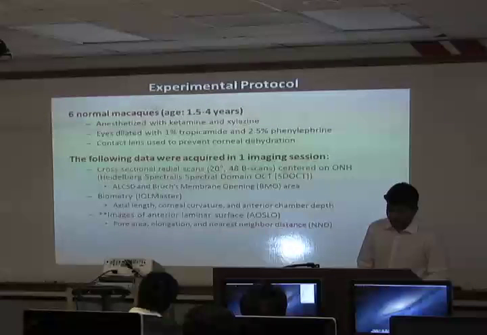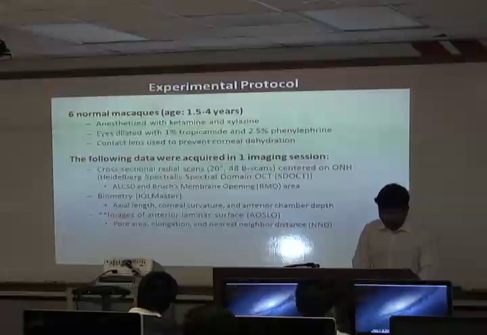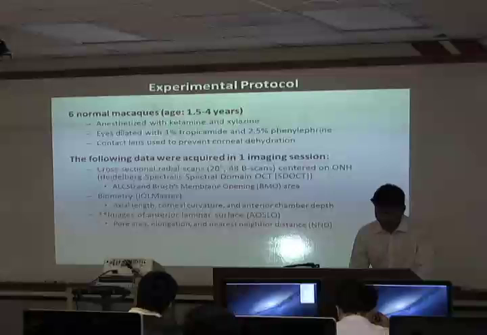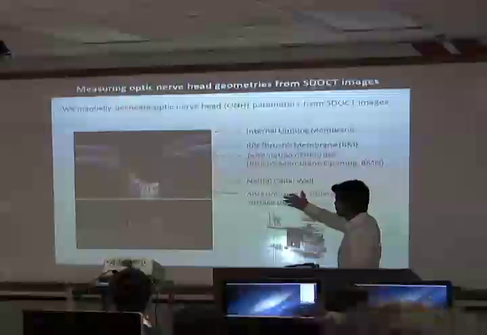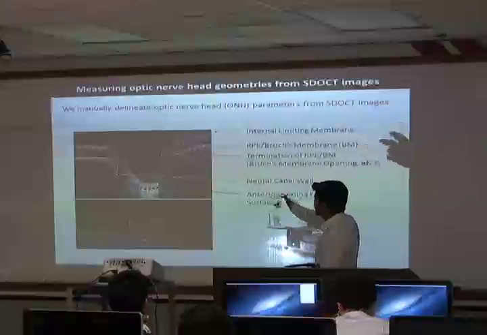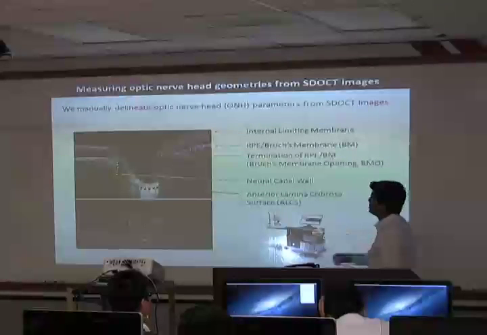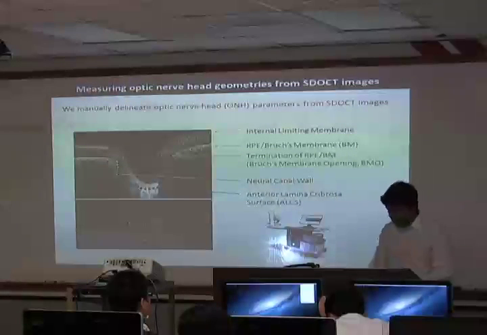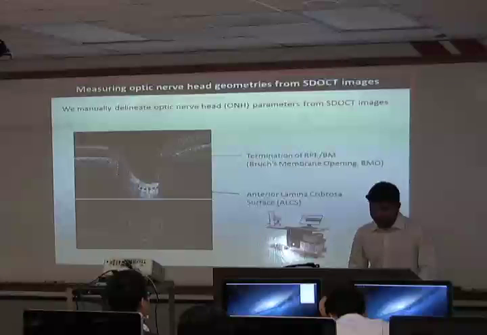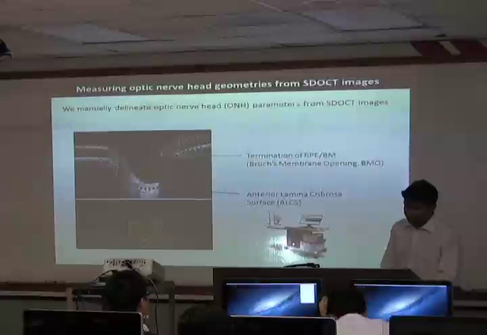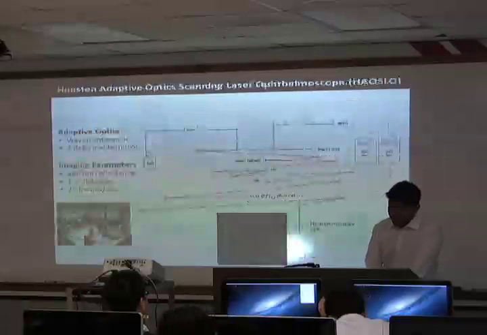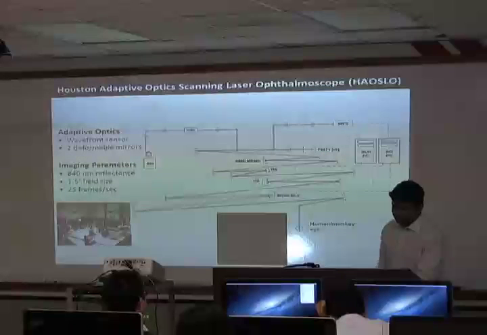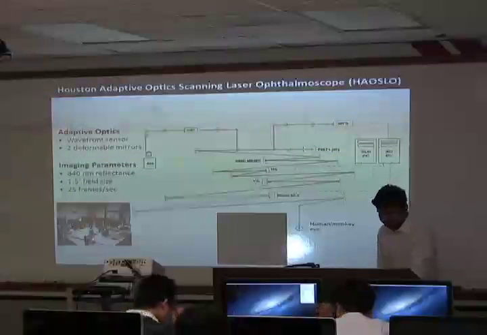And finally, we acquire images of the anterior lamina cribrosa surface using an adaptive optics scanning laser ophthalmoscope. Here I am showing a cross-section image of the optic nerve head acquired using OCT. There are several points marked on this image. The ones that we are interested in are the green and the red ones. The green is the Bruch's membrane opening region, and the red is the anterior lamina cribrosa surface. The second imaging modality we use is the Houston adaptive optics scanning laser ophthalmoscope.